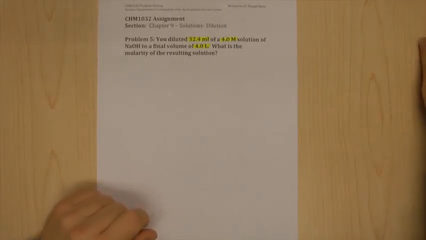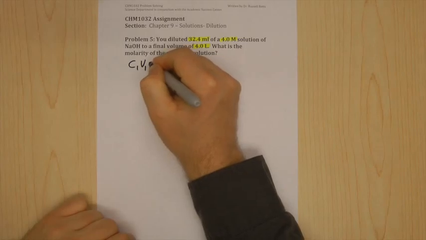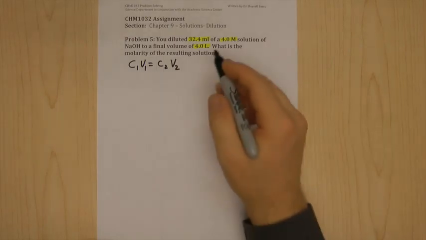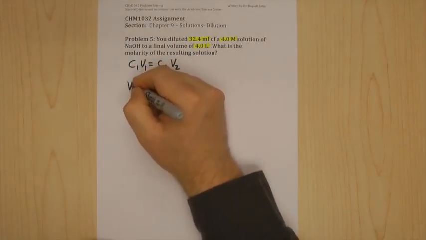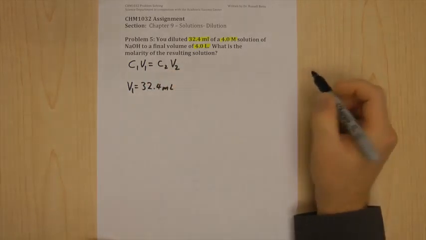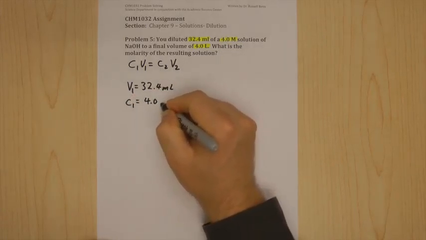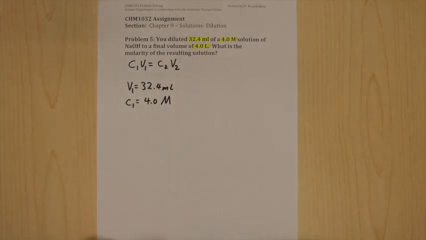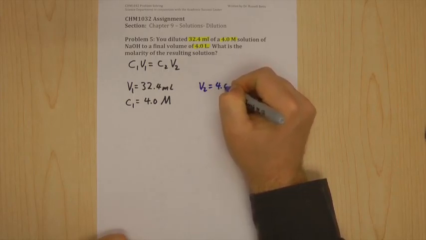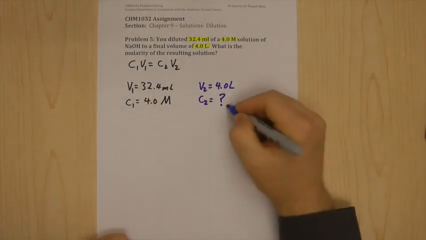This is a dilution question. Now dilution, if you look at the formula sheet or your notes, C1V1 equals C2V2. Okay, so let's write down what we have. We have the initial volume, V1 equals 32.4 milliliters. We have the initial concentration, C1 equals 4.0 molar. We also know V2. V2 equals 4.0 liters. And we want to know C2, and that'll be in molarity.